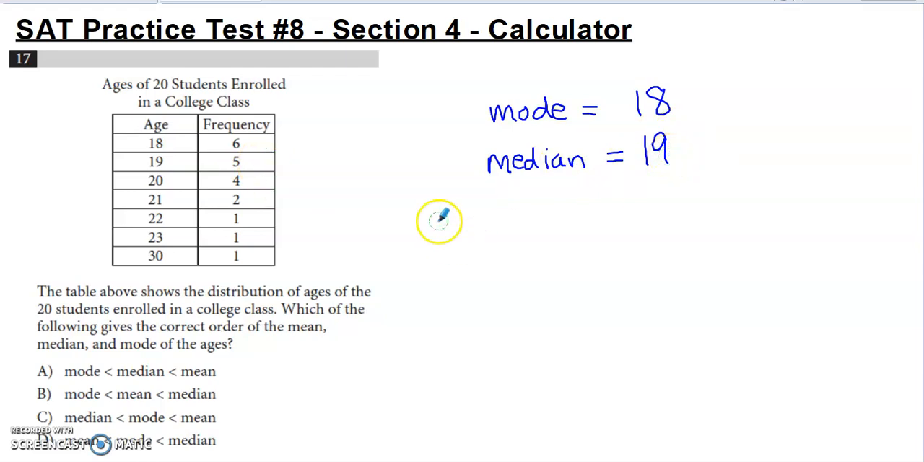Now, if you think about it, the mean is definitely going to be a little bit bigger than the mode or the median, because we're going to be adding on the 4 20-year-olds, the 2 21-year-olds, the 22-year-old, the 23-year-old, the 30-year-old. So the mean is going to be the biggest of the bunch. So we have the mode being the smallest, the median being the next smallest, and then the mean is going to be the largest.